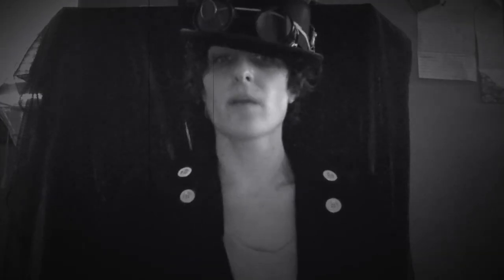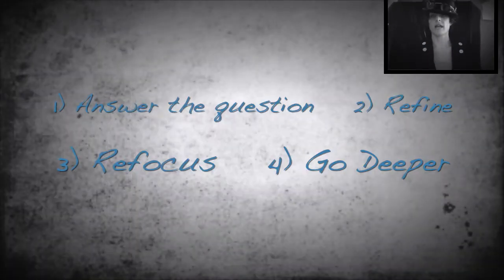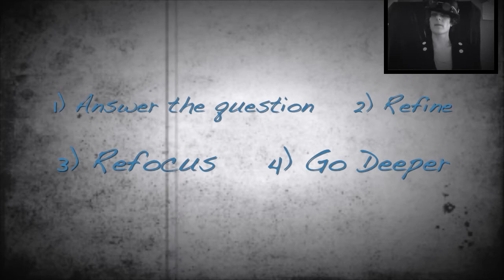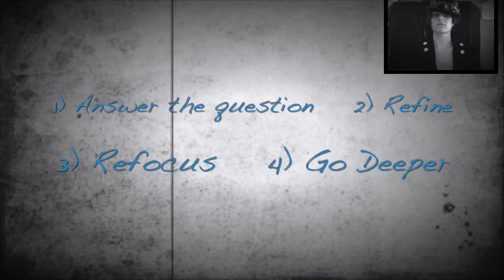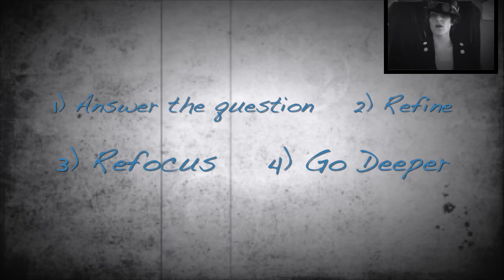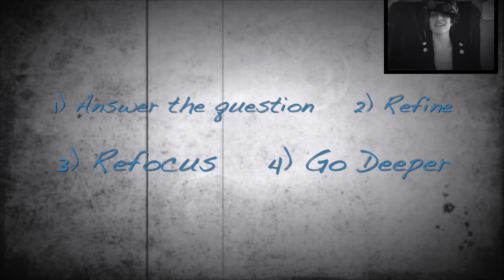Let's summarize the steps to writing the killer thesis. Number 1, answer your question. Number 2, refine your answer. Number 3, refocus with examples. And number 4, if you can get there, and I know you can do it, go deeper with more analysis. Some other things to remember. Your thesis does not have to be 1 sentence. In fact, it should be 2 sentences. The semicolon works really well here.